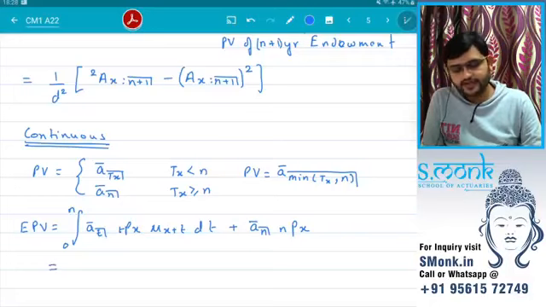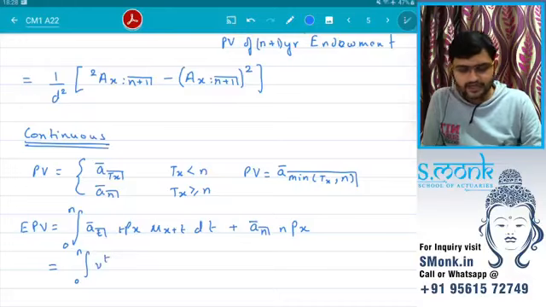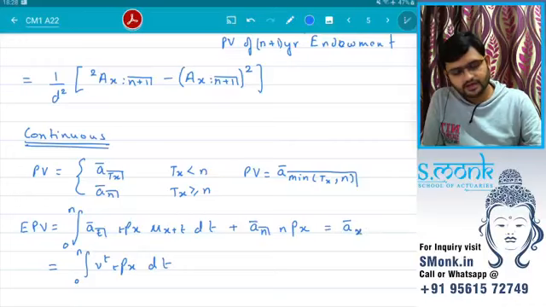And we can definitely make the other equation. We'll go 0 to n. Payment at time t would be given to anybody who survives time t, dt. This is also A bar xn.